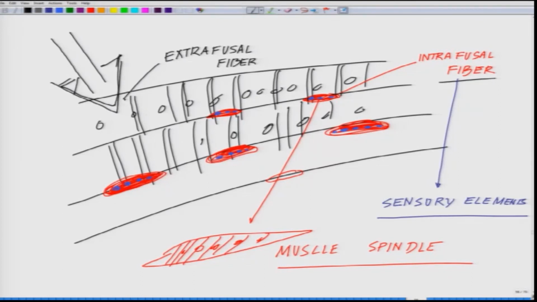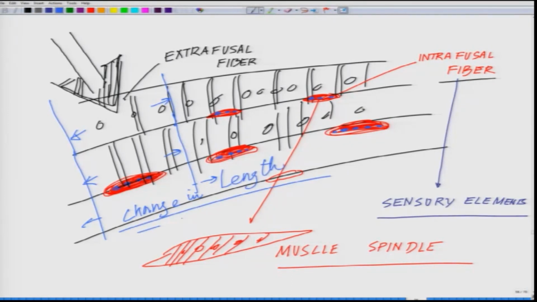Now, whenever there is an impact falling on this muscle, let us start with it. This arrow is showing the impact. When the impact is falling, what is happening here? The length of this whole part is changing. Change in length. This change in length is sensed by this element which is present there.